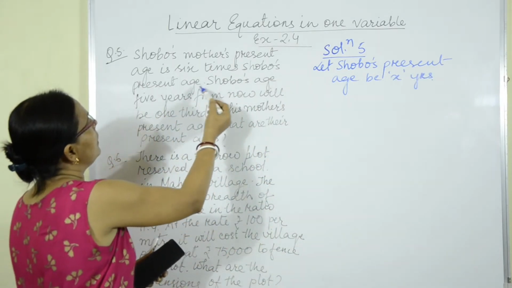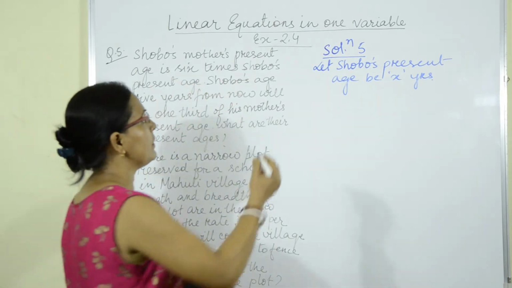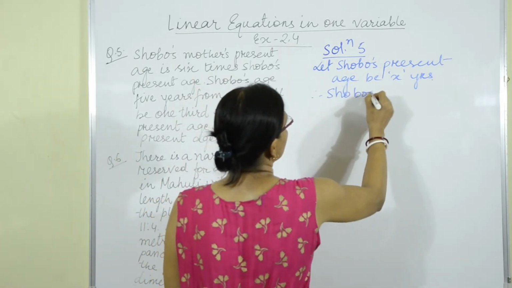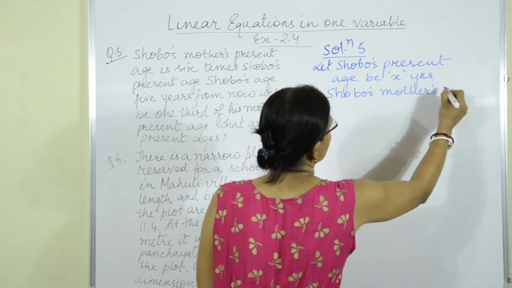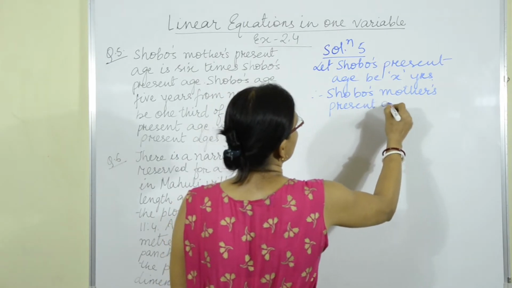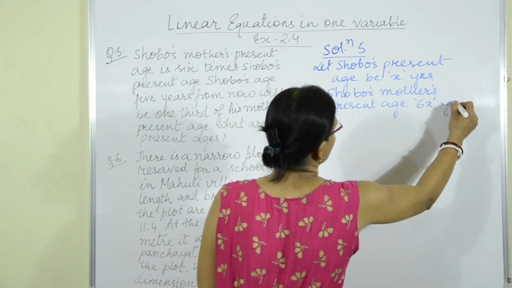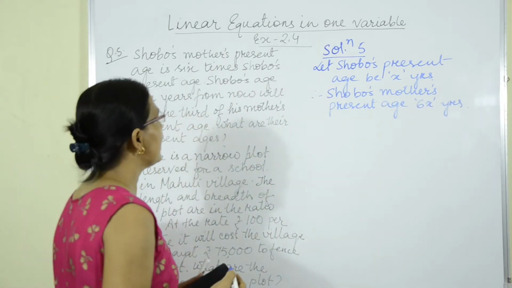Now, Shobo's mother's present age is 6 times Shobo's present age. So, therefore, Shobo's mother's present age will be 6x years, right. So, Shobo's mother's present age will be 6x years.